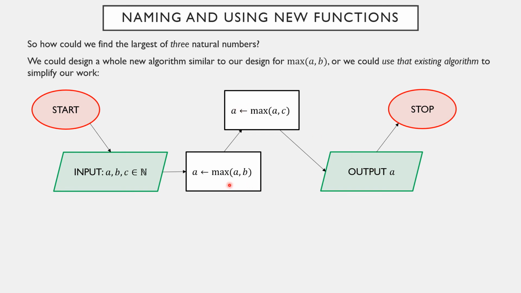So what have we actually done? If a was the biggest of all three, what's the biggest of a and b? It's a. Then what's the biggest of a and c? It's a. I'm going to output a. What if c is the biggest of all three numbers? It doesn't really matter what happens here. At this stage, the maximum of a and c is going to be c, and then that gets stored at a, and that's what's output.